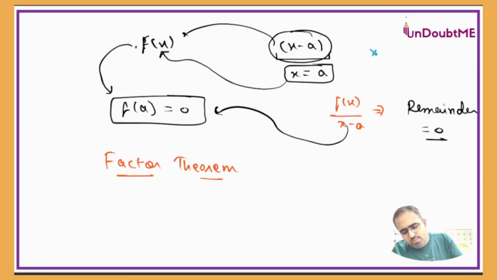If it had been x plus a as a factor, then we would have said f(minus a) is equal to 0. So you should be able to change this as per the questions. This is called the factor theorem.